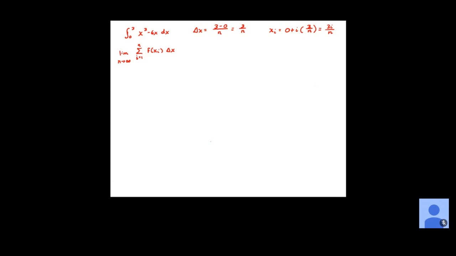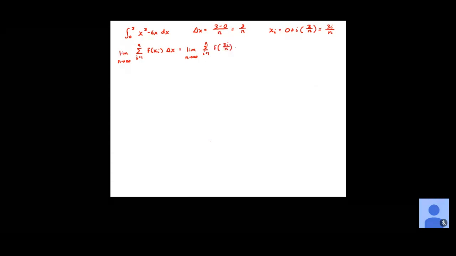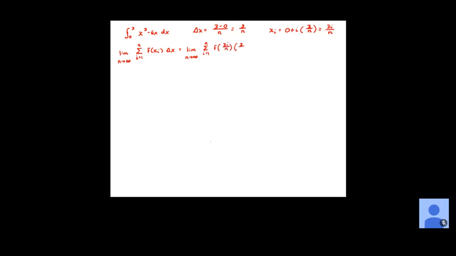Well, we know delta x, we know x sub i, so we can substitute those into this summation now. This just becomes the limit as n approaches infinity, the sum from 1 to n, f of 3i over n times 3 over n. Any questions up to that point? Because that's just using the formulas from that previous slide and plugging everything in.